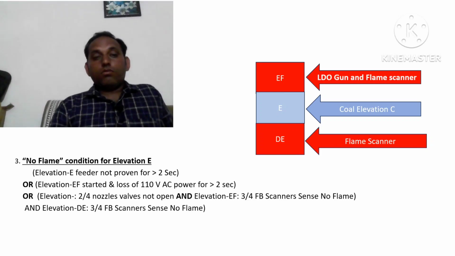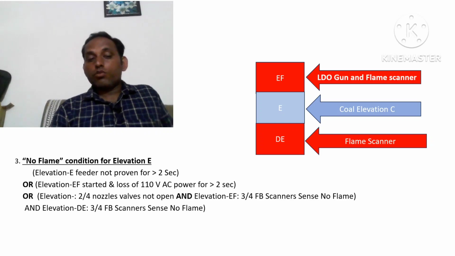Now, the no flame condition for elevation E. Elevation E feeder not proven for more than 2 seconds. Elevation EF started and loss of 110 volt AC power for more than 2 seconds. If any LDO gun is in service at EF elevation and 110 volt power supply failure takes place, in this case this contributes to no flame.